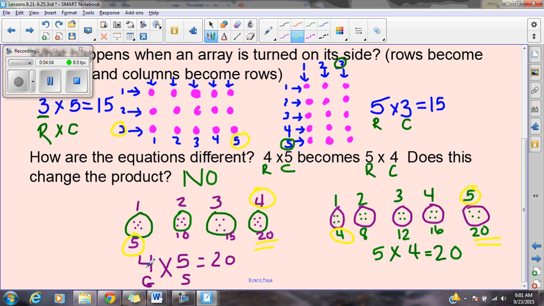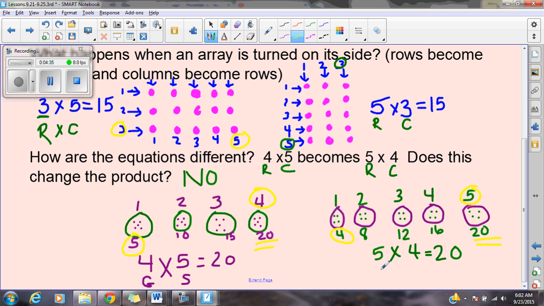So the number of groups times the number in each group, which is the size of the group, gives me a product of 20. So the factors here start with the groups and multiplies the size, and it gives you the product, and it's 20. But if we try it the other way, if we made 5 groups here, and we put 4 in each group, we still have a product of 20 as well.